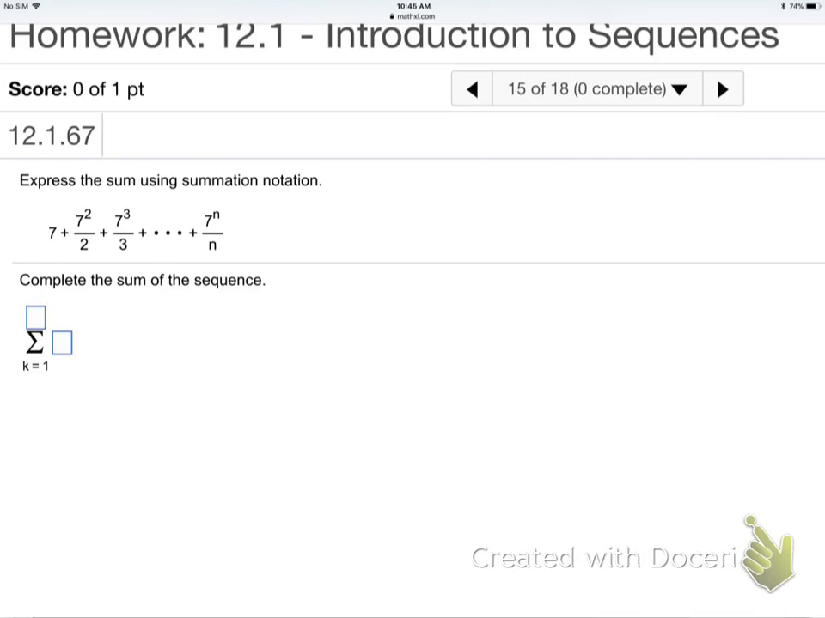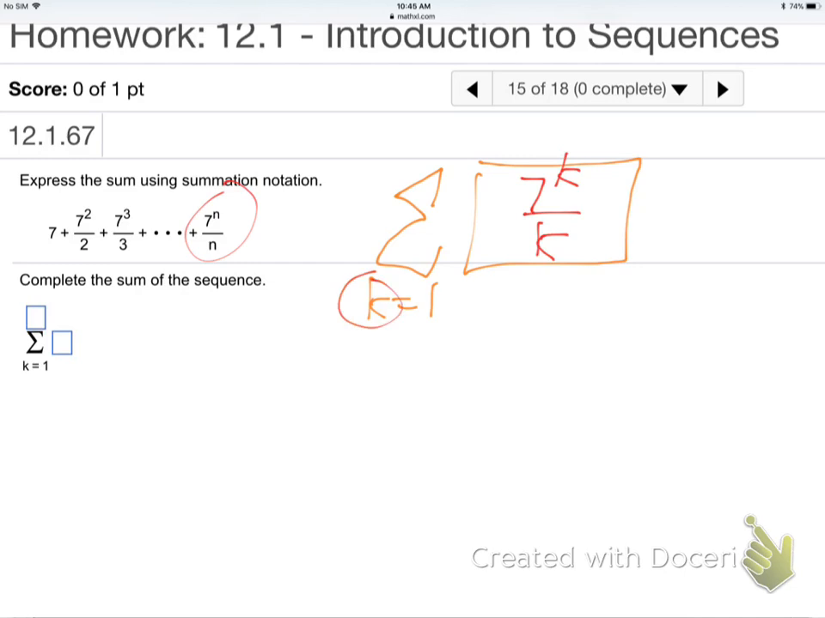Okay, so 7 plus 7 squared over 2 plus, on and on you go. You know what, guys? This is going to be really easy because they're kind of giving it to us. Let me show you what I mean. So we got sum from k equals 1, and they want me to put something in this box. What's going to go in that box? That, basically. There's the formula right there. Just do it with a K instead of an N. Why K? Because they're using K.